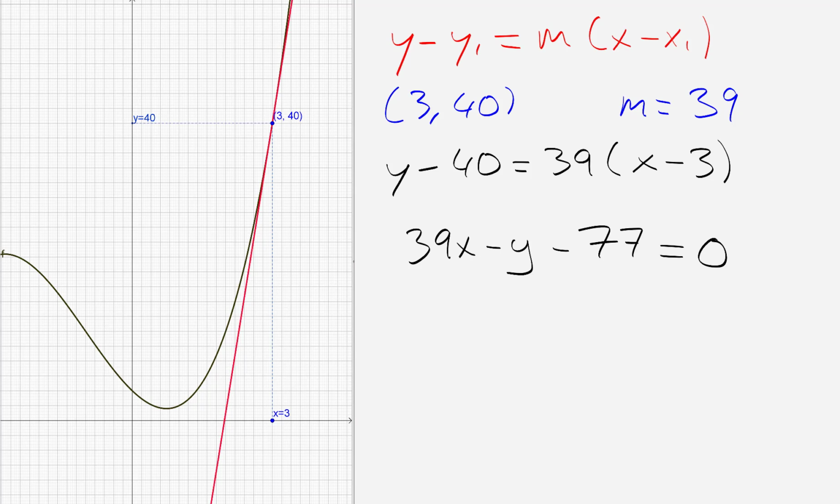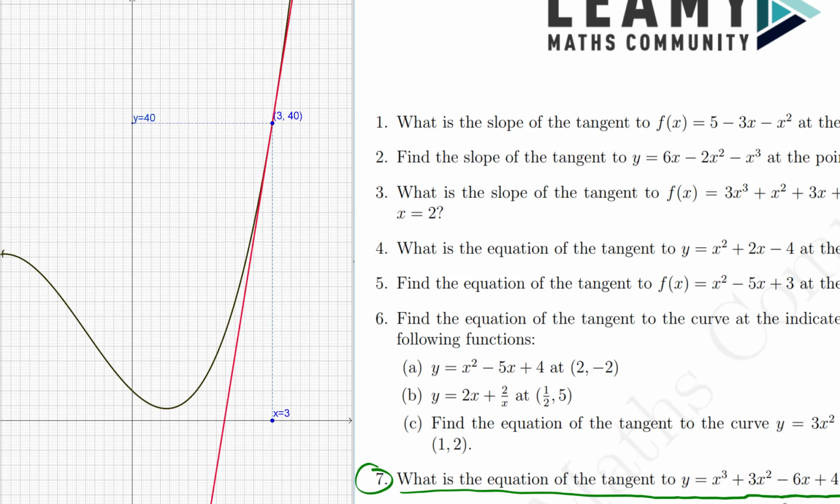So that is our introduction to the first application of differentiation, slopes of tangents. The best thing for you to do is have a look at some of these questions here. Keep an eye on your solutions.